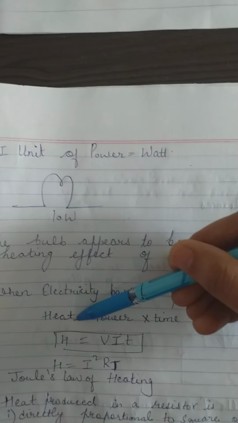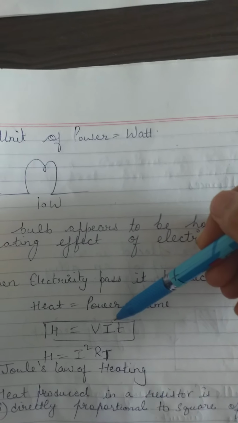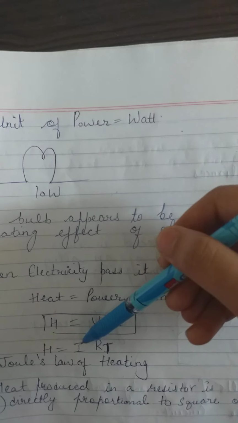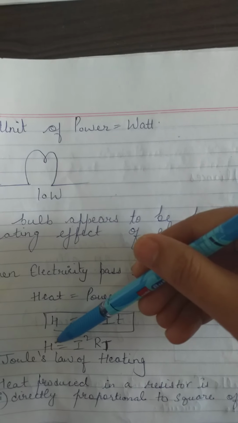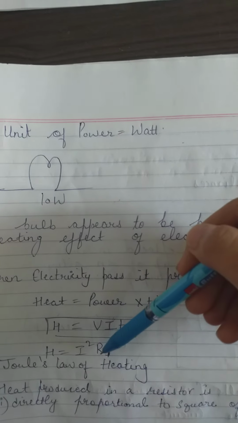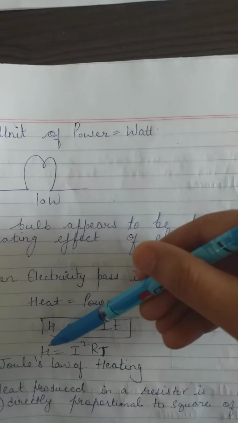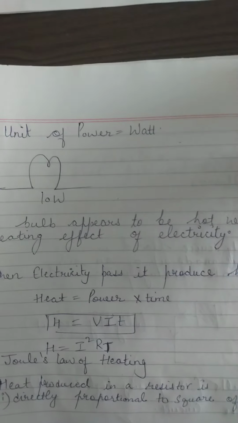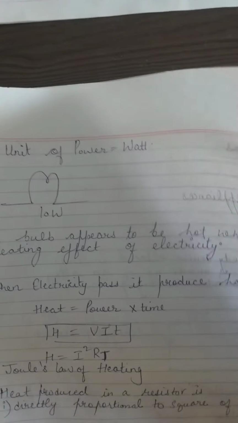So the representation of heat is H. The representation of power is V multiplied by I, which is the formula, and time is T. So the formula comes out to be H is equal to I squared RT, which is known as Joule's law of heating. So heat is directly proportional to the square of the current, and heat is directly proportional to the resistance. The more the resistance, the more heat is produced, and heat is directly proportional to the time. For more time, if we keep the device on, the more heat is produced from it.